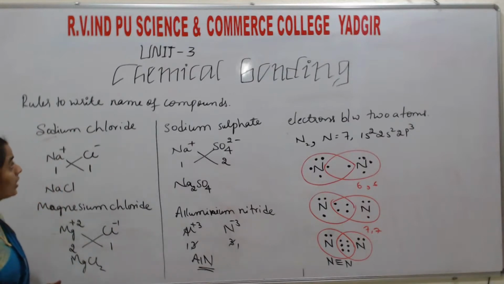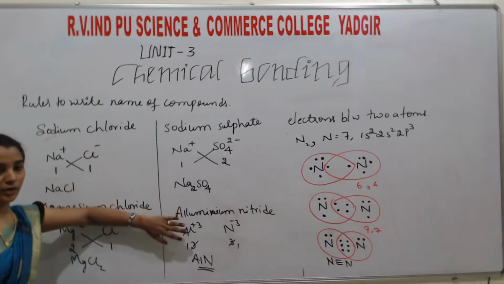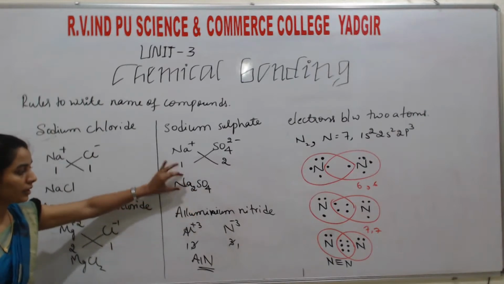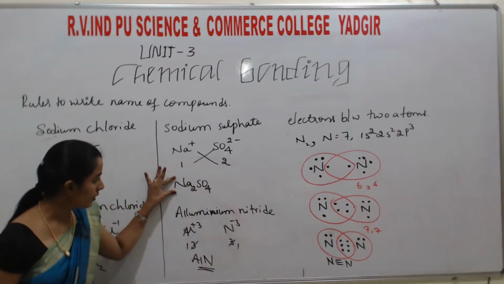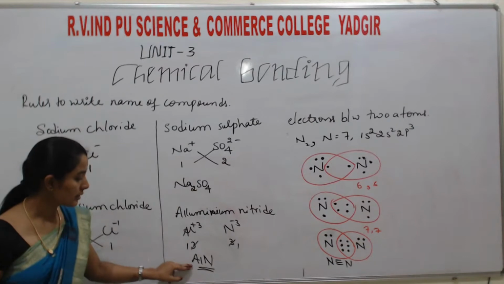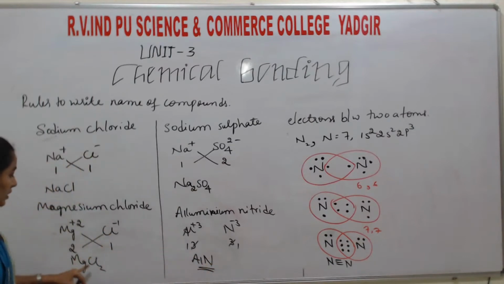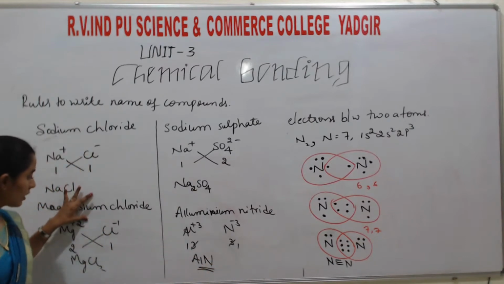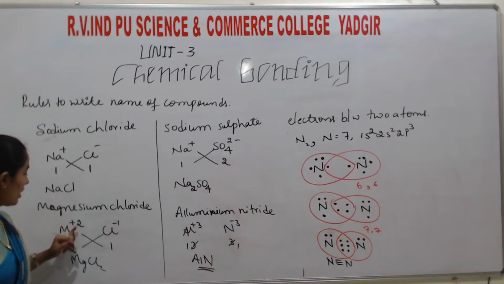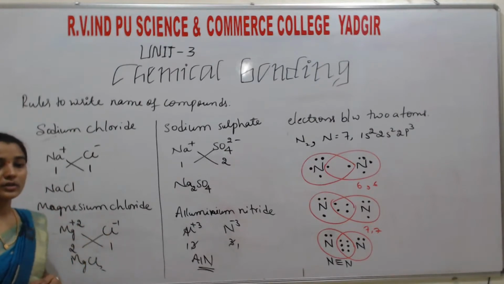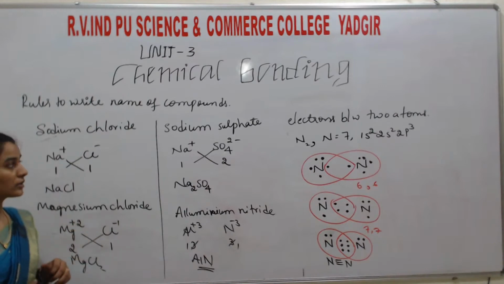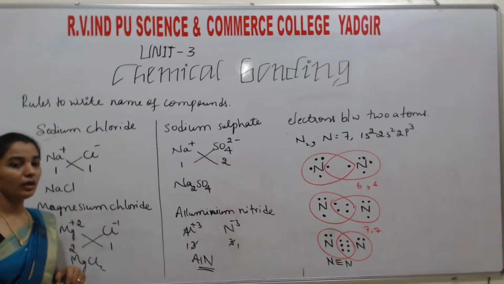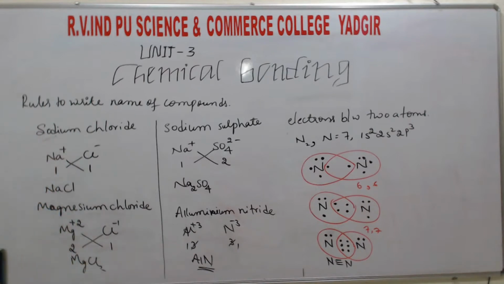So this is the way to write the formula of the compound. If the formula of the compound is given, if Na2SO4 is given, this is sodium sulfate, this is aluminium nitrate, this is magnesium chloride. If they give the name, you have to write the formula by cross multiplying the oxidation states or valencies of the respective atoms. Okay, so this is all about chemical bonding. Thank you.